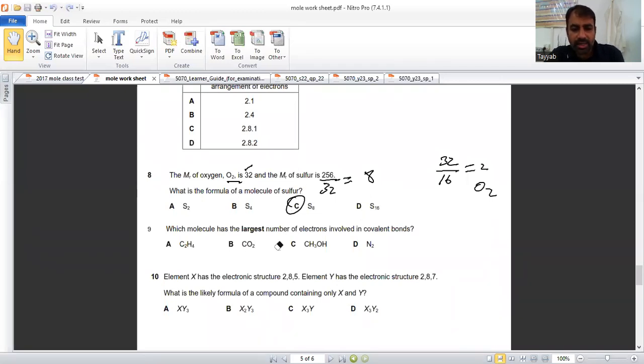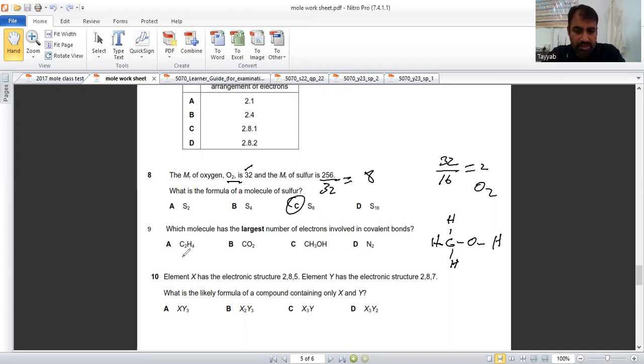Okay, which molecule has the largest number of electrons in covalent bonds? We have done this in covalent bonding, but for this specific question, you have to draw the displayed formula. For example, CH3OH. In the previous video, I have shown it. We discussed it. If you see how many covalent bonds there are: 1, 2, 3, 4, 5. The largest number of electrons involved in covalent bonding: 5 twos are 10. In each bond, there are 2 electrons. So 10 electrons in total in this.